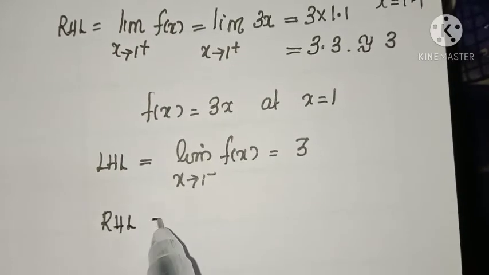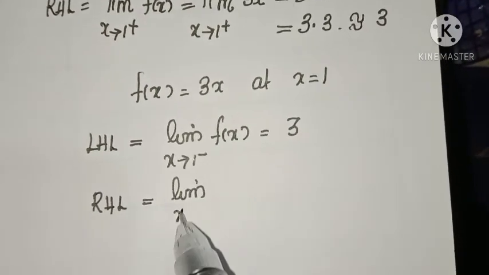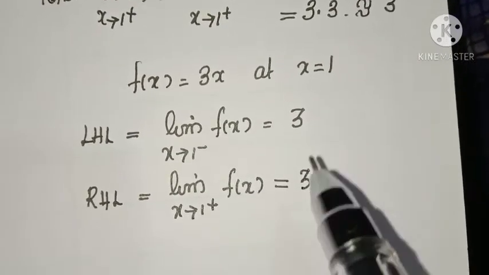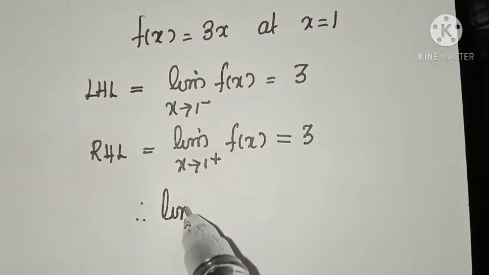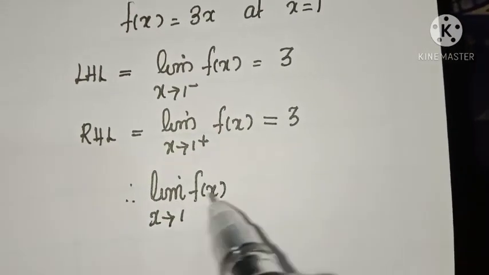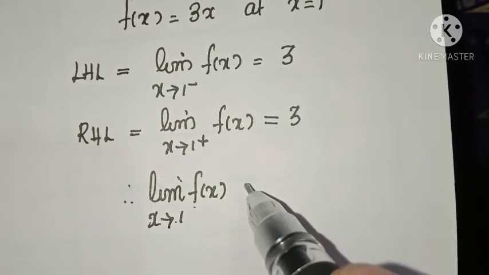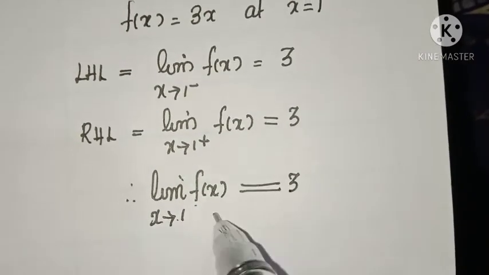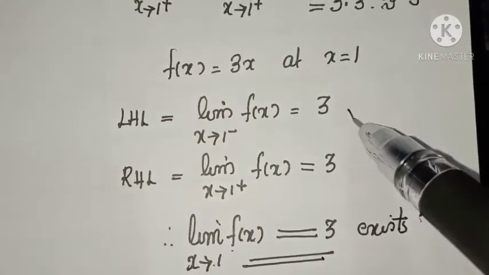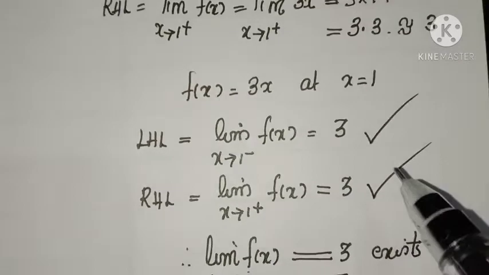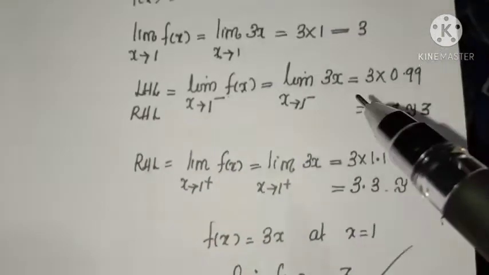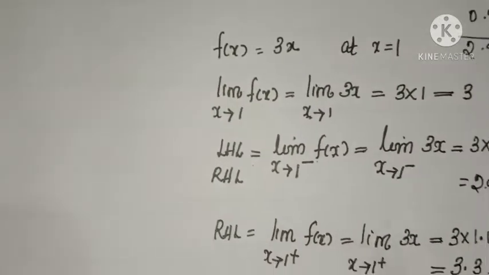Right hand limit is equal to limit x tends to 1 plus f of x. This is equal to 3. And therefore, limit of the function at x equal to 1, I write it as limit x tends to 1 f of x equal to 3 exists. Limit of the function exists because left hand limit and right hand limit both are equal to each other. So, in this manner we can easily find limit of the function.